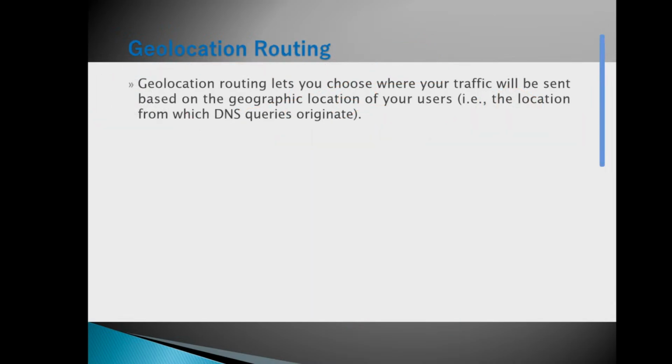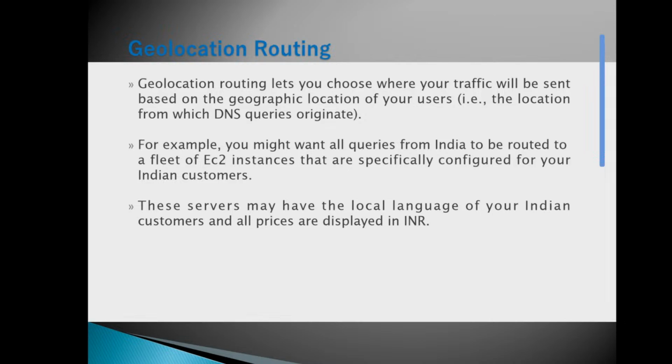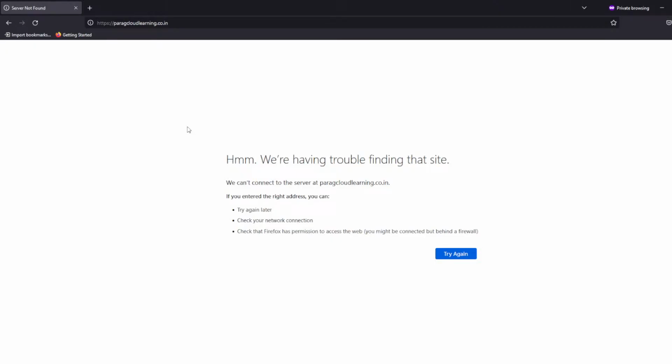Geolocation routing lets you choose where your traffic will be sent on the basis of the geographical location of your user, that is, the location from where the DNS queries originate. For example, you might want all the queries from India to be routed to a fleet of EC2 machines that are specially designed or configured for your Indian customers. These servers may have the local language of your Indian customers, and all the prices are in INR.